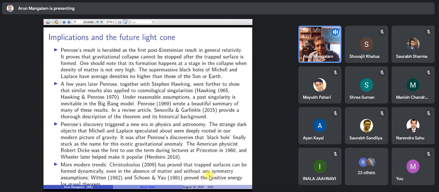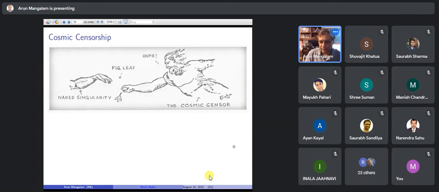So this triggered a huge explosion in physics and astronomy, where people started looking at various concepts in and around black holes and the gravitational anomaly and all that. So the whole concept of the black hole was first coined by Robert Dicke, and then Wheeler made it popular.